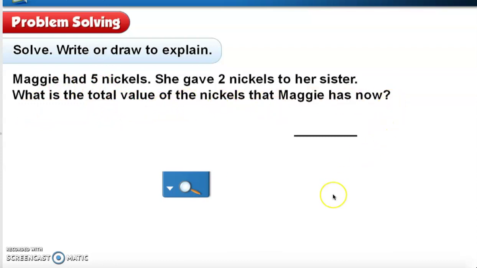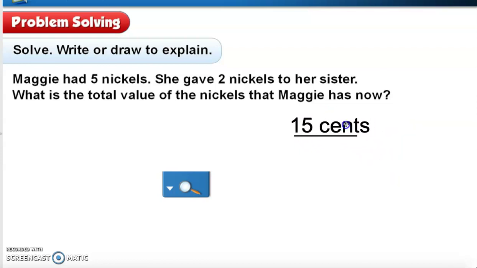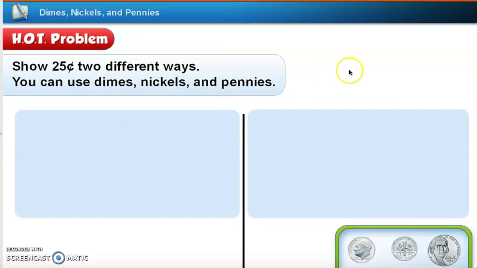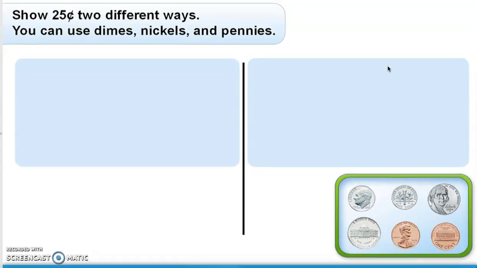What is the total value of the nickels that Maggie has now? Well, if she has 3 nickels, then we count 5, 10, 15. So we count by fives 3 times, and we realize that she has 15 cents, right? So 3 nickels equals 15 cents. Show 25 cents 2 different ways. You can use dimes, nickels, and pennies. Okay, so this one is a little bit challenging. And I kind of want you to think of some different ways that you can make 25 cents.